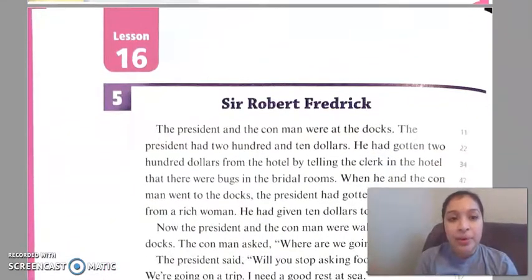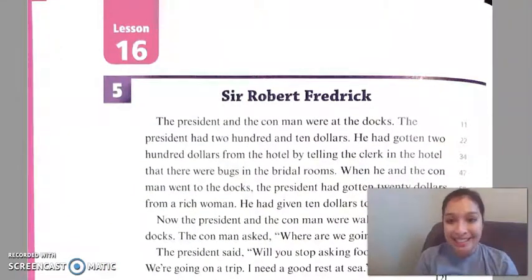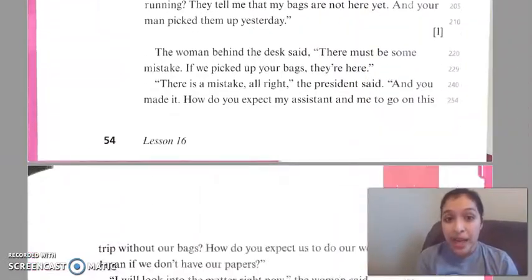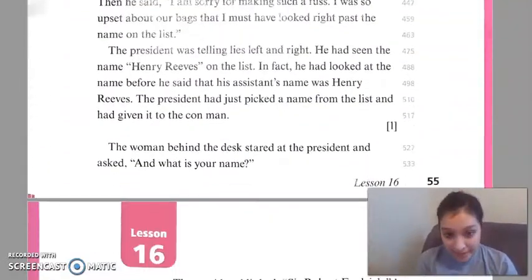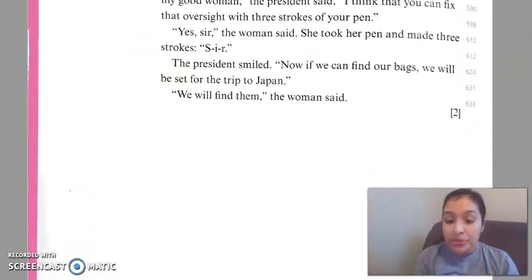So let's go to our story for lesson 16. It is Sir Robert Frederick. Go ahead and read the whole story. If you make an error, just go ahead and fix that word and go back to the beginning of the sentence. Now let's go to your worksheets.